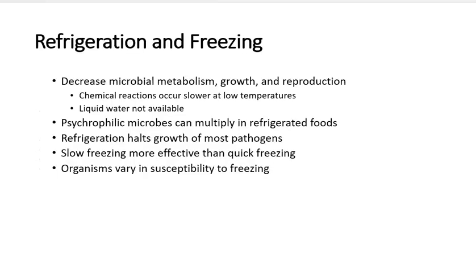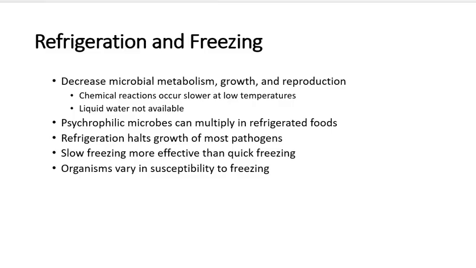We can use refrigeration or we can freeze things. This will decrease the metabolic rate of these organisms. It will decrease the growth rate, the reproductive rate. Chemical reactions will slow down again because the proteins are going to get stiff. Liquid water is not available if you put it below freezing.